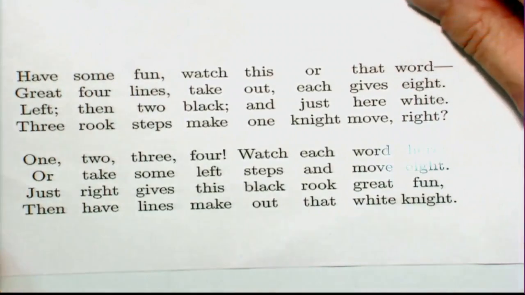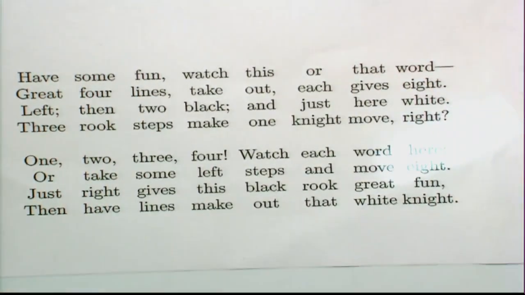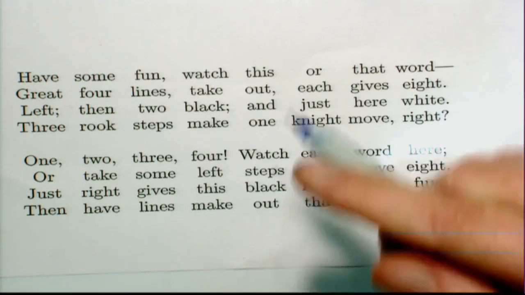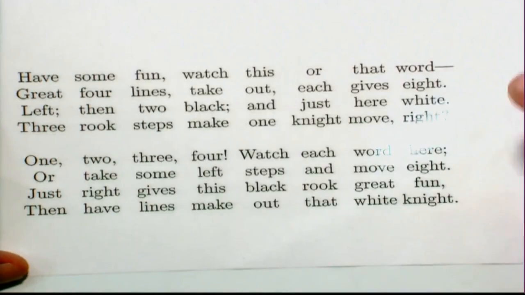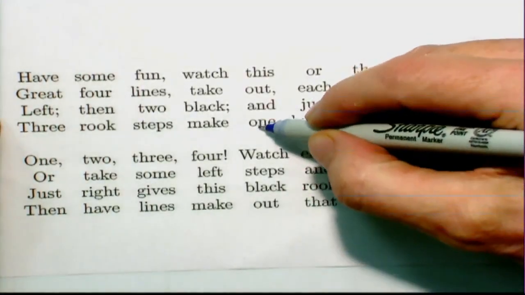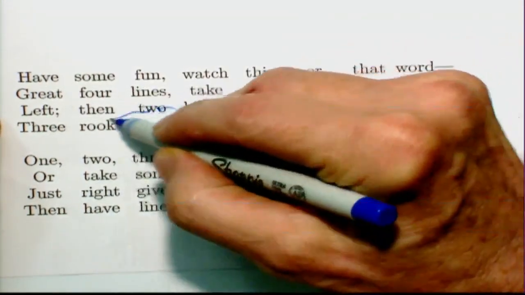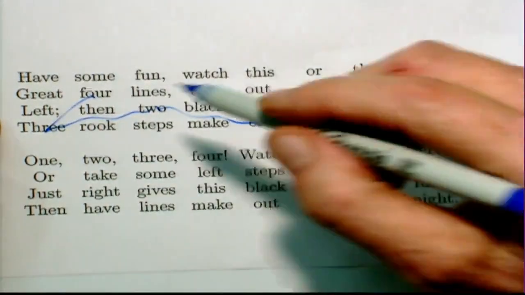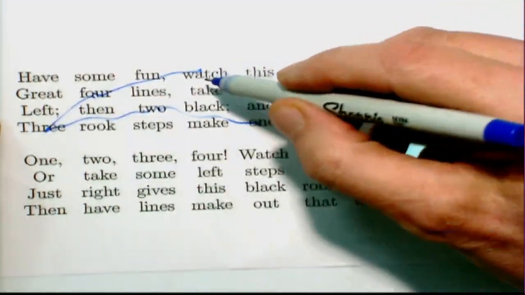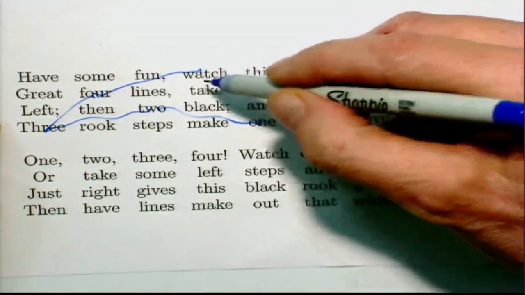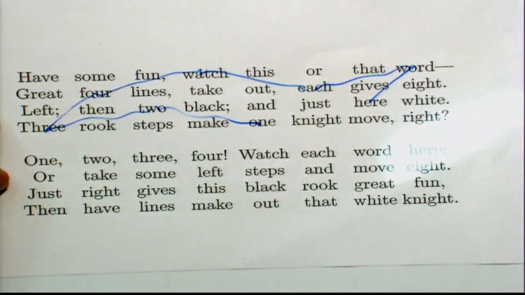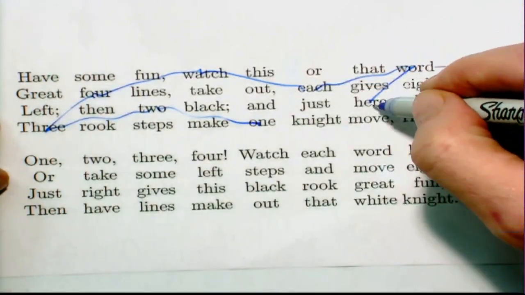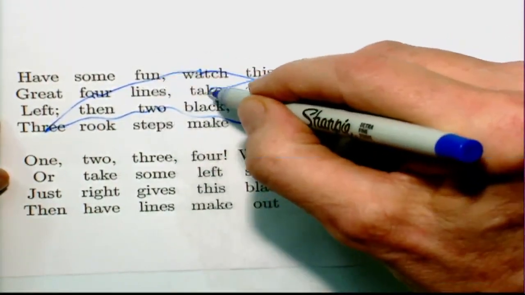Okay, so 1, 2, 3, 4. Watch each word here. Are you ready for this? Have some fun. Watch this or that word. Four lines. Each gives 8. So on. Okay, so here we go. 1, 2, 3, 4. Watch each word here. Or take some left steps and move 8. Or take some left steps.